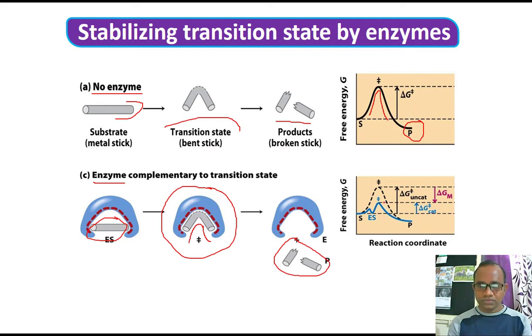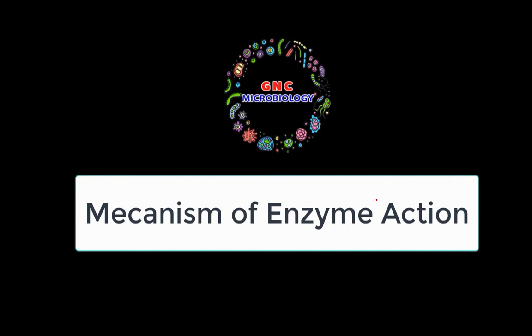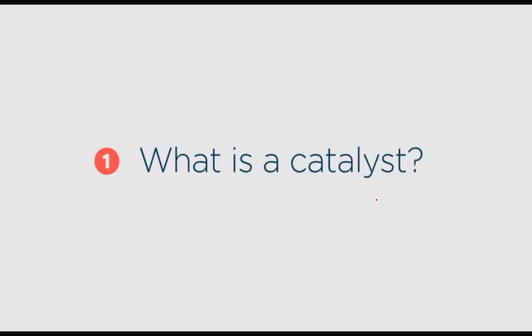ठीक है, so यहाँ पे क्या होगा, देखिए यहाँ पे activation energy is getting reduced. ठीक है, so this stabilization of transition state by the enzyme is actually important for the speeding of the chemical reactions. Let's see the mechanism of this enzyme action in quite a detailed manner.